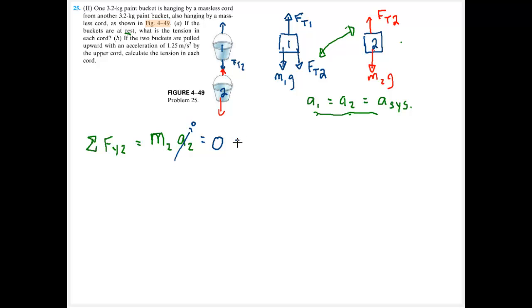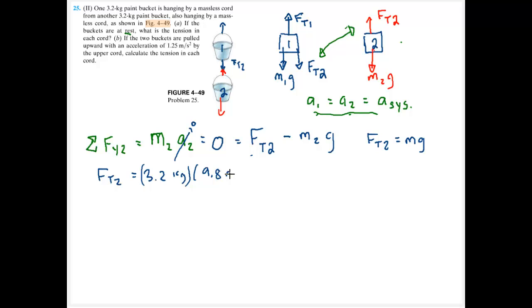Now I can write the forces as force of tension number 2 in the upwards direction minus mass 2 times gravity. So if I add mass times gravity to both sides, I can say that the force of tension number 2 must be equal to the mass times gravity. Now I know what the mass is, I know what the gravity is, so the force of tension number 2 must be equal to 3.2 kilograms multiplied by 9.8 meters per second squared, which is equal to 31 newtons.